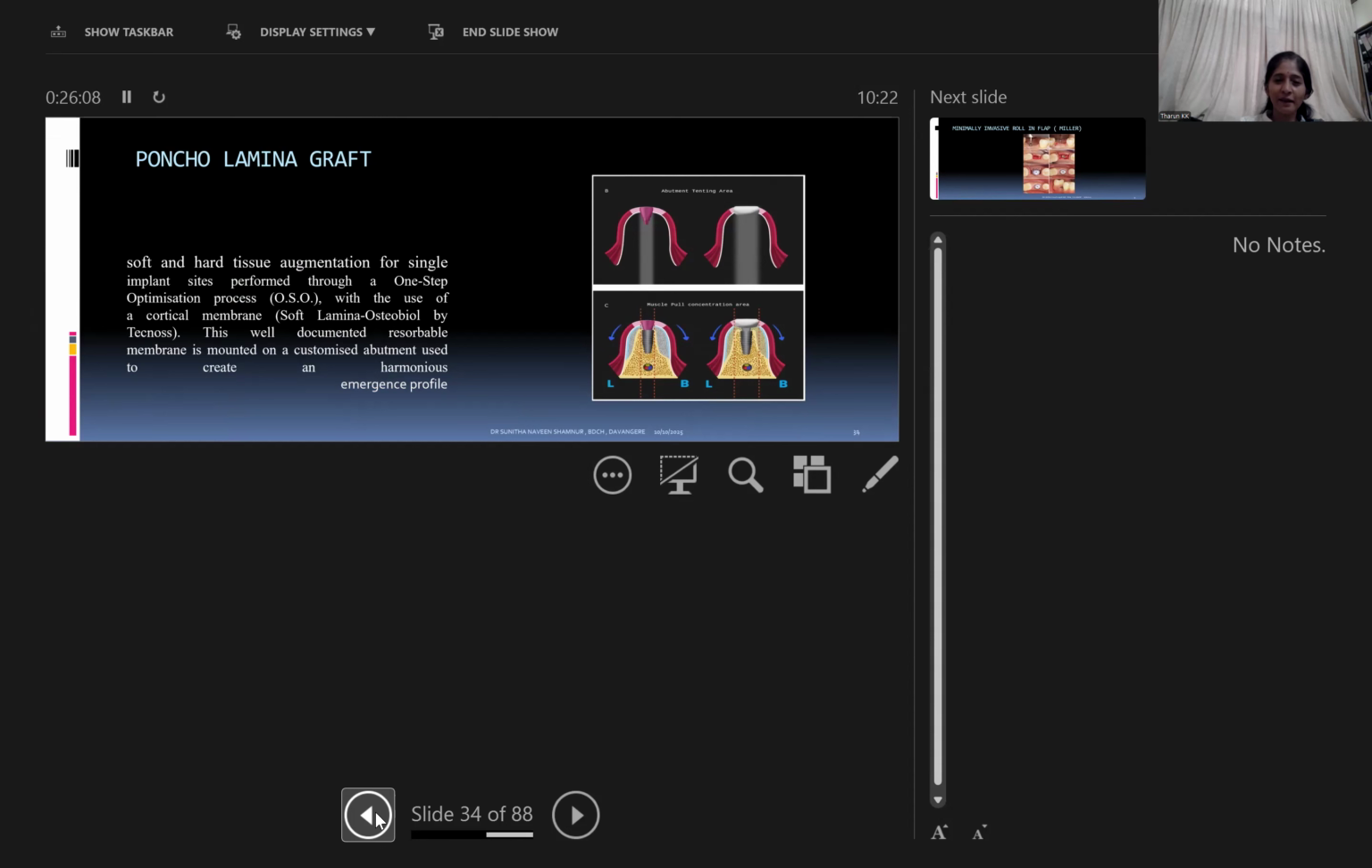And this is very easy. At the time of your second stage, that is the implant uncovering, you can use this graft and then you can customize it and you can create a nice emergence profile. Thereby, you are not going for a second stage augmentation procedure. So this is also widely used for only a single implant placement and not for a multiple implant placement, because in multiple implant placement, again, you have to create the emergence profile and the papilla.